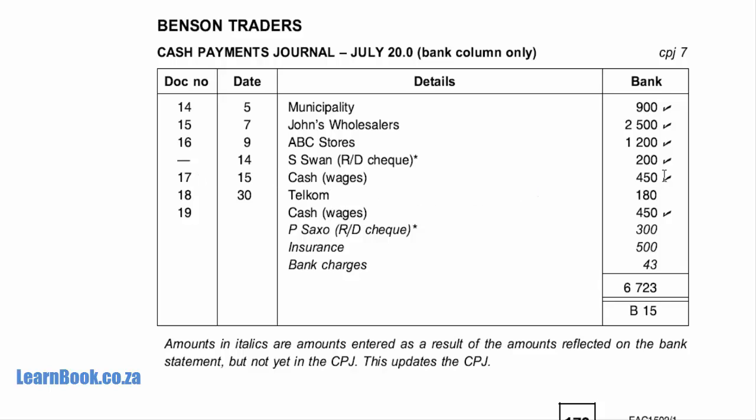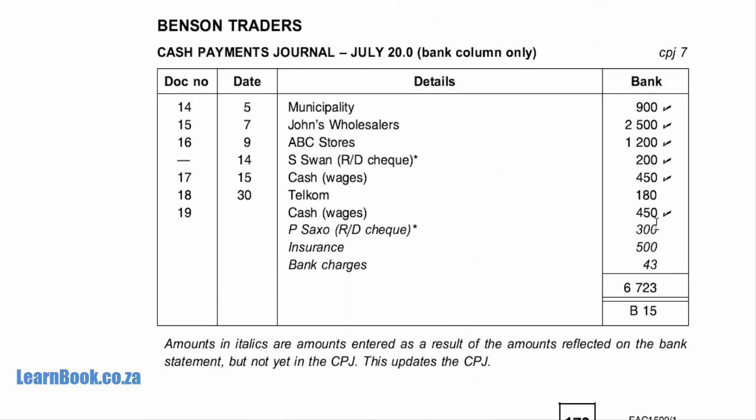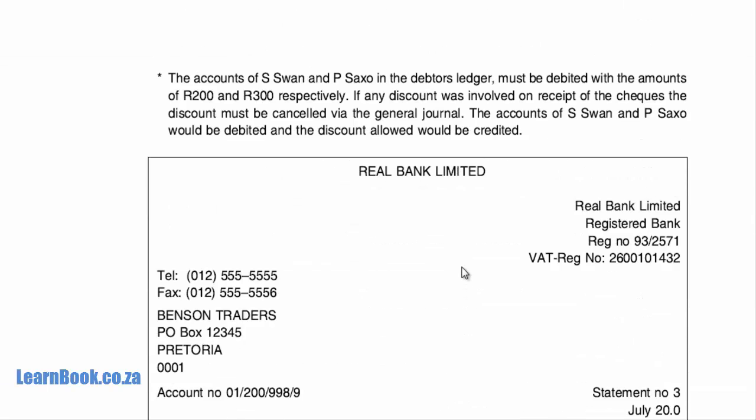Here we see document number 17. We paid for wages 450 Rand, and we find check number 17 for 450 Rand. We have to tick that off as well. The last three amounts, 300, 500 and 43, are the amounts that we now have to add into the CPJ from the bank statement.